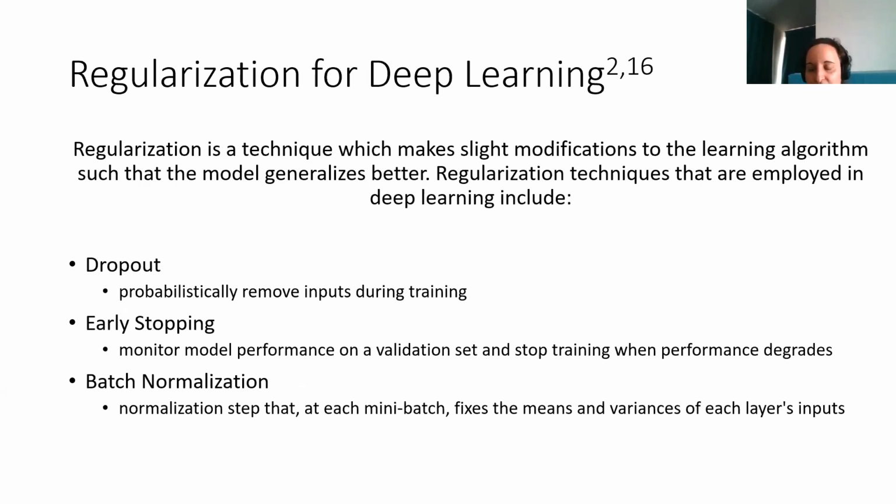Another technique that is more tied to the deep learning model is what we call dropout, which basically probabilistically removes some of the inputs during training. Inputs is actually not a good word, because it can remove any node in the network. So at every step of the training process, it can remove some of the nodes, usually in the hidden layers.